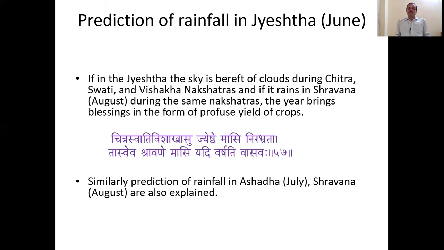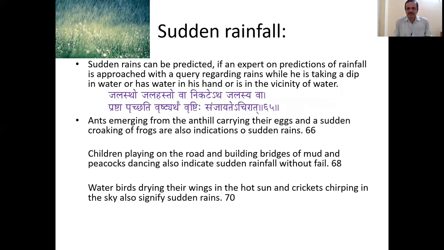Similarly, prediction of rainfall in Ashada and Shravana are also being explained by Parashara in his Krishi Parashara text. When we see about the sudden rainfall, the sudden rains can be predicted if an expert on predictions of rainfall is approached with a query regarding rains while he is taking a dip in water or has water in his hand or is in the vicinity of water. So the condition of the person who is predicting is also mentioned.